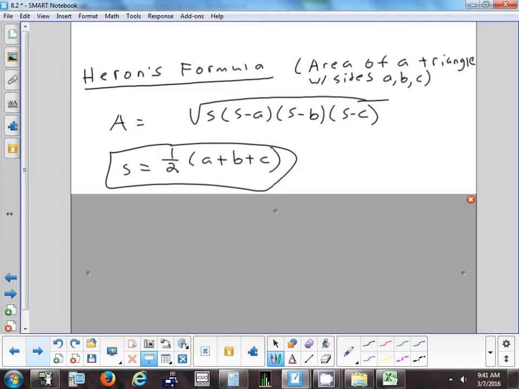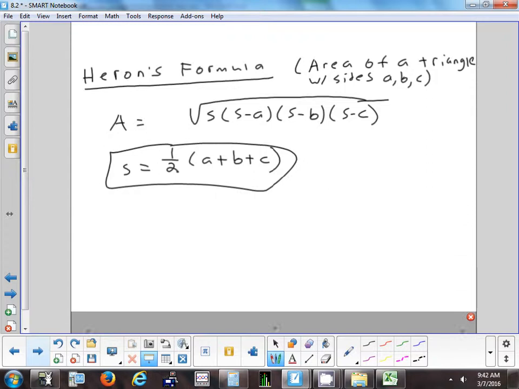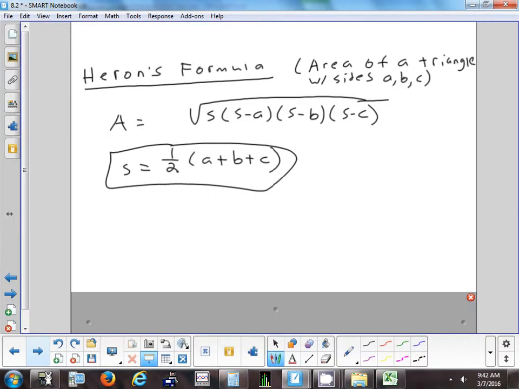Well, we call half the perimeter the semi-perimeter. Okay, that's where the S comes from. So it's half the perimeter or the semi-perimeter. And that's it. The formula basically is just plugging in and doing out the calculation.